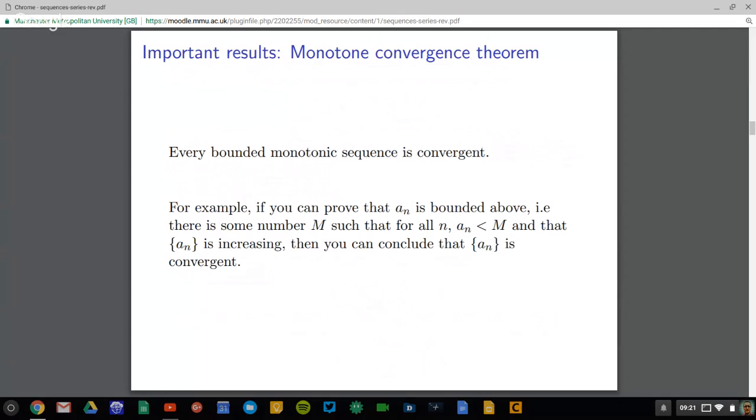Not necessarily to M, the upper bound; it could be something smaller than M. M could be a generous upper bound, and the sequence mightn't get anywhere near M. But the monotone convergence theorem tells us that the sequence has to be convergent. And we can sometimes use that to draw conclusions about the convergent status of some sequences.